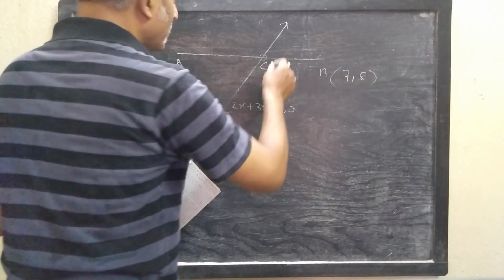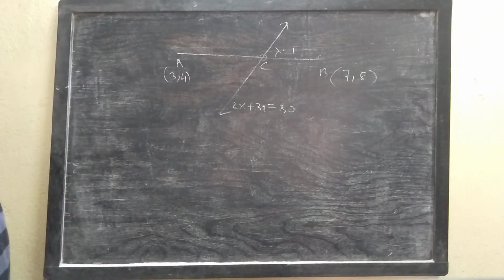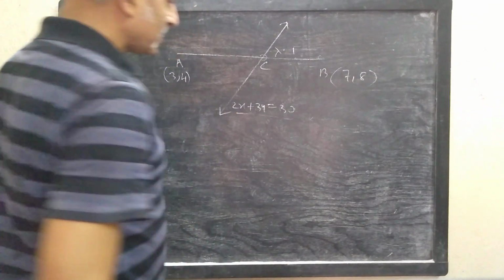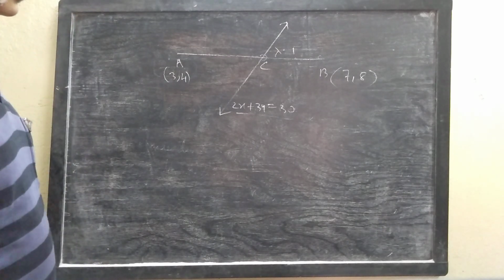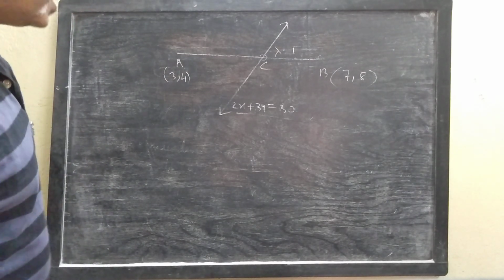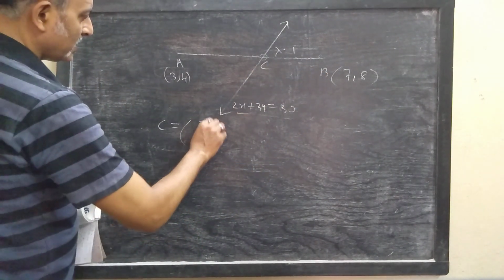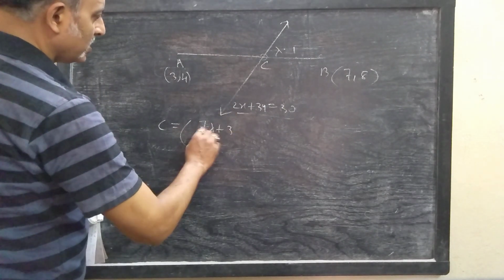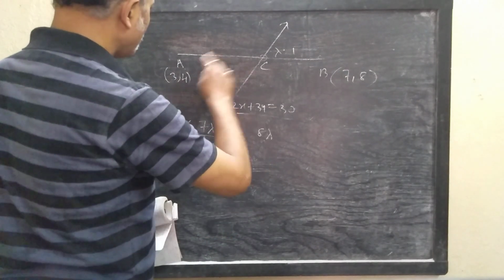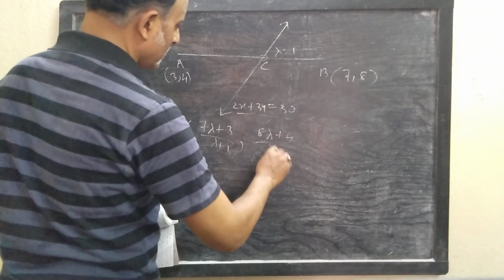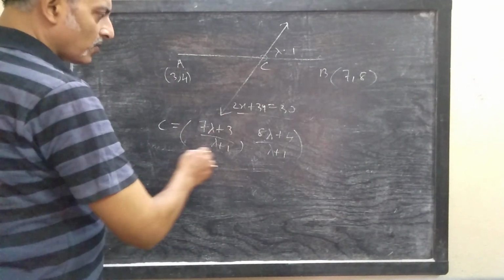So, like previous problems, first let the line 2x plus 3y equals 30 divide the line segment AB at the point C in the ratio lambda is to 1 internally. Then coordinates of C will be (lambda into 7, that is 7 lambda, plus 1 into 3, that is 3) by lambda plus 1, (lambda into 8, that is 8 lambda, plus 1 into 4, that is 4) by lambda plus 1. Now this is the coordinate of the point C.